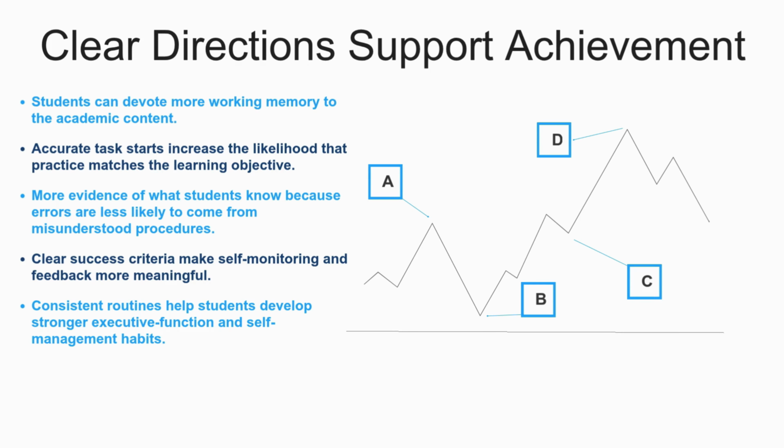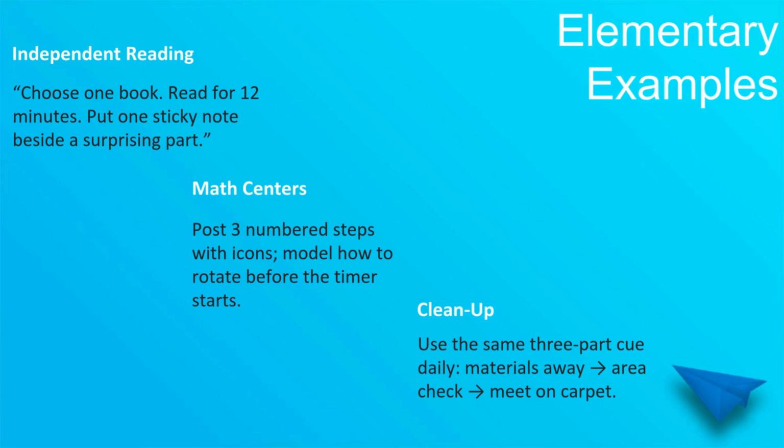And then clear success criteria makes self-monitoring and feedback more meaningful. They know what the expectation is. Oh, there's a rubric. Oh, you didn't hit this. You didn't hit this. You didn't hit this. Oh, you did a great job on this. Let's talk about how we can improve those other areas. And then consistent routines help students develop stronger executive function and self-management habits.